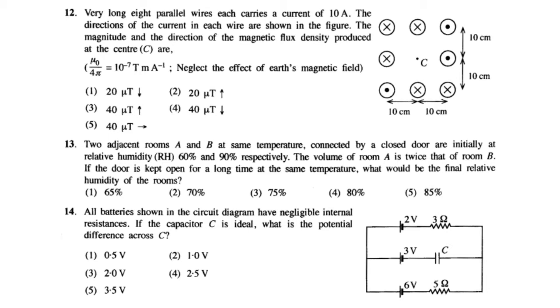All the wires are carrying equal current. So these two magnetic flux densities are equal, but in opposite directions. So they are cancelled off. Likewise, wires 1 and 8, they also have the same magnitude but opposite directions, so we can ignore those 2 also.